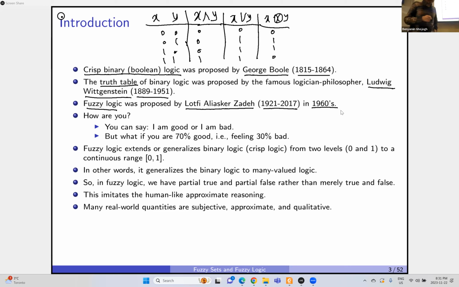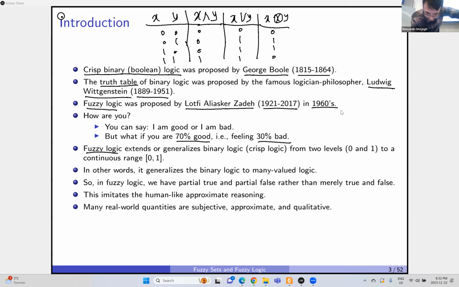So what is fuzzy logic? Fuzzy logic is a revolution against binary logic. Assume this: I ask you, how are you? You can say, I'm good, I'm bad. I'm feeling good, I'm feeling bad, right? But someone says, I'm 70% good, I'm 30% bad. Who says I should say only good or bad, true or false? Let me have a range, and I give you a float score in this range. 70% good, 30% bad. So this is fuzzy logic, a revolution against binary logic.